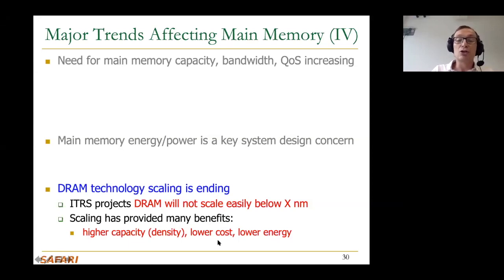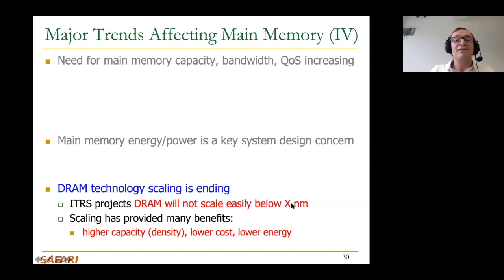You get lower cost, which really helps Moore's law, because now you have lower cost of a transistor and you can put more transistors on a chip. And you get lower energy, which is really great, because by reducing the size of a cell, a DRAM cell in this case, but a transistor, a logic gate in some other cases, you're getting a lot of benefits. Now the problem is this is becoming much more difficult.